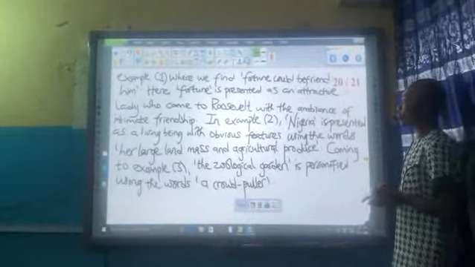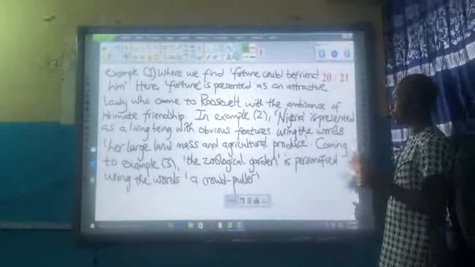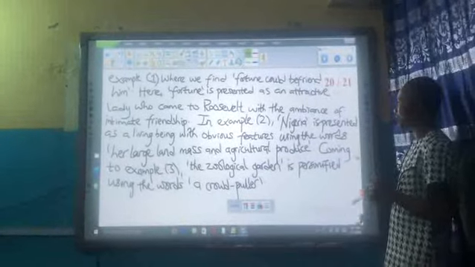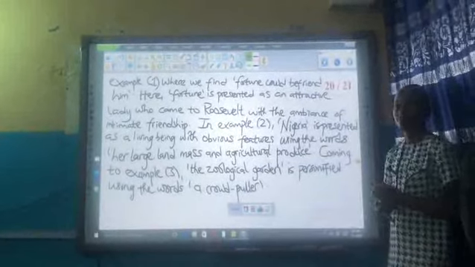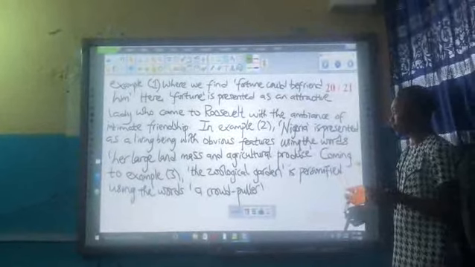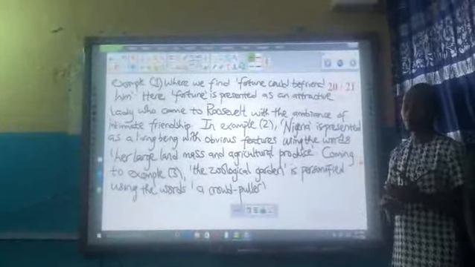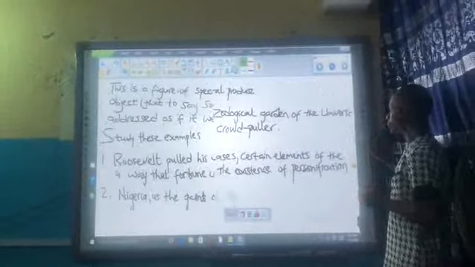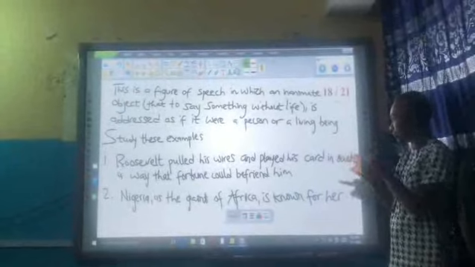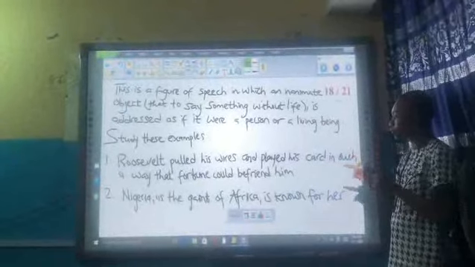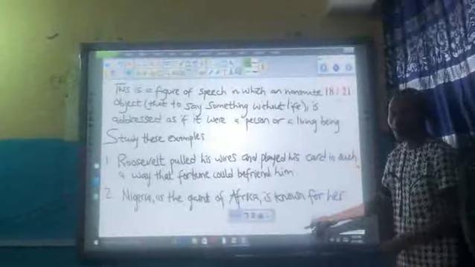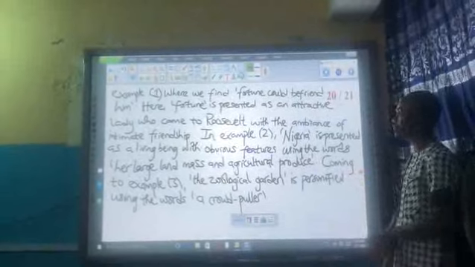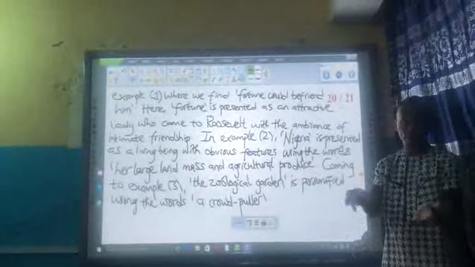Example 1: fortune could befriend him. Here, fortune is presented as an attractive lady who came to Roosevelt with the ambience of intimate friendship. Look at this again: Roosevelt pulled his wires and played his cards in such a way that fortune could befriend him. Fortune here is not a human being, but it's presented like what? An attractive lady that came to befriend Roosevelt.